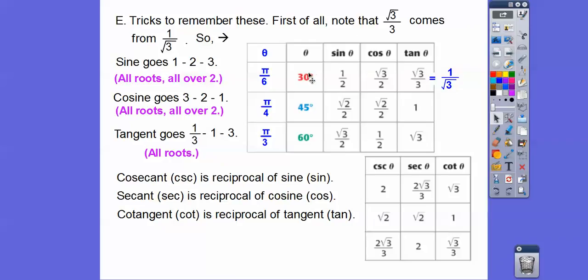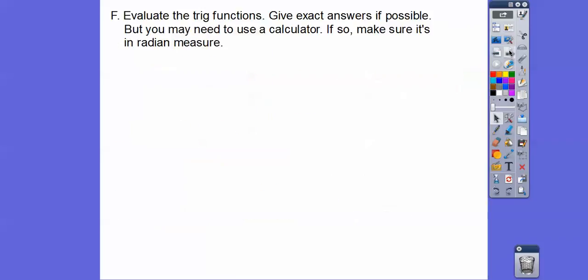So remember, the 30 goes right here, which is the same as pi over 6. 45 is pi over 4. That goes in this area right here. And then 60 is pi over 3. That gives us our cosecants, our secants, and our cotangents. That's the stuff we did in section 13.1. So: evaluate the trig functions and give exact answers if possible, but you may need to use a calculator. We'll use the calculator if they are not special angles, the 30s, 45s, and 60s, or pi over 6, pi over 3, pi over 4.